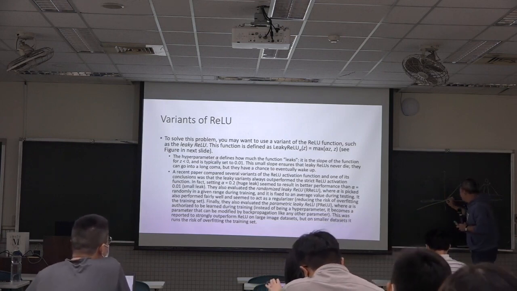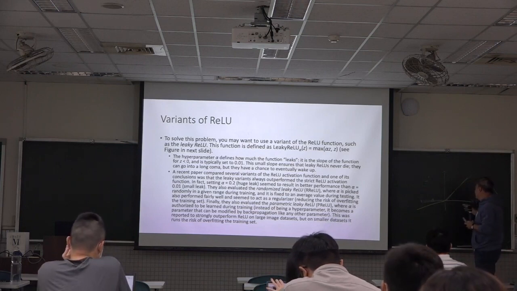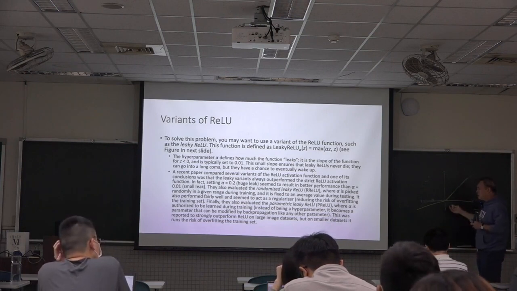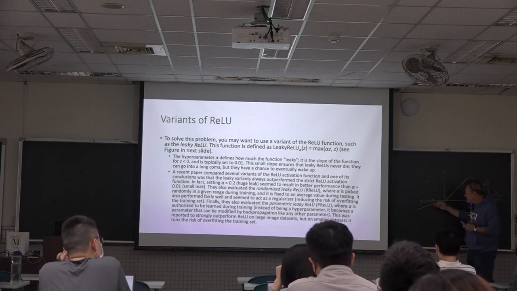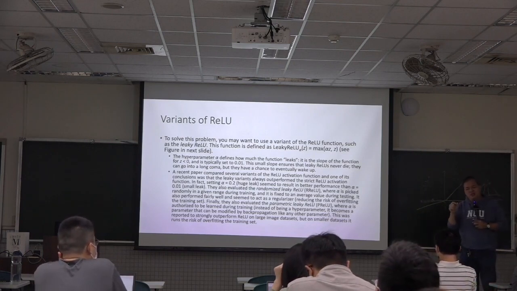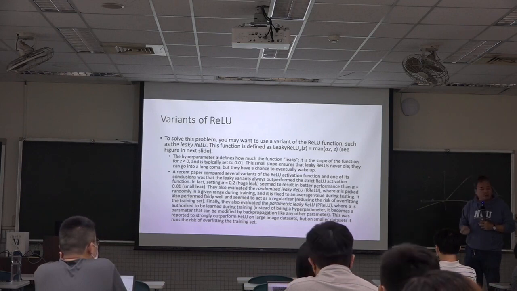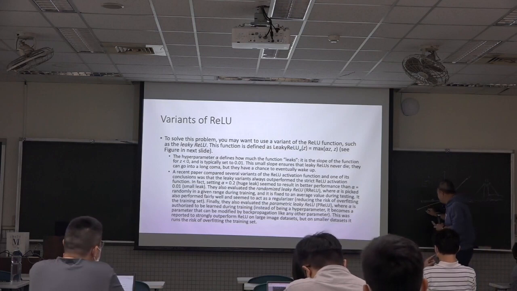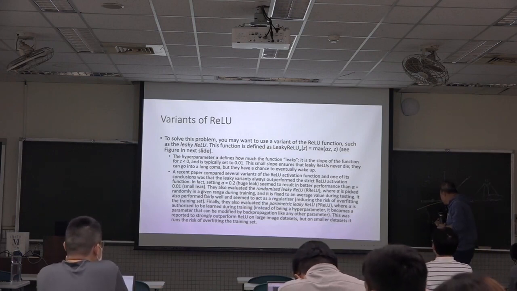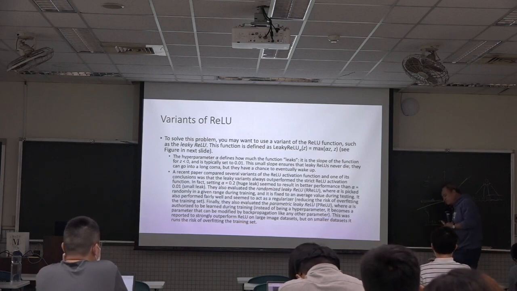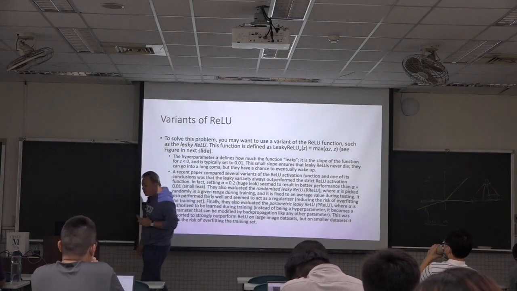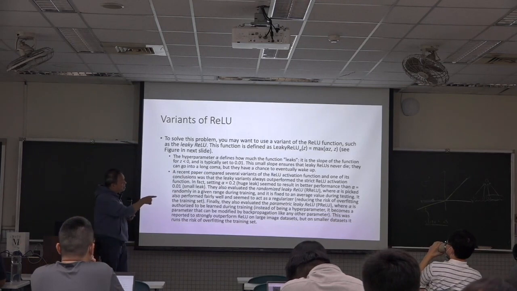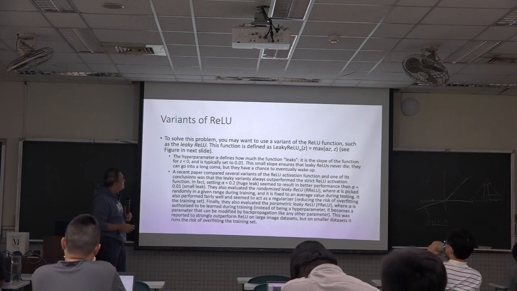When the weighted sum is greater than 0, it's the same linear function. But when the weighted sum is lower than 0, it is also a linear function, but it has a very small slope. This slope is equal to this alpha. This phenomenon is considered as leaky. So this is why this function gets the name leaky ReLU.